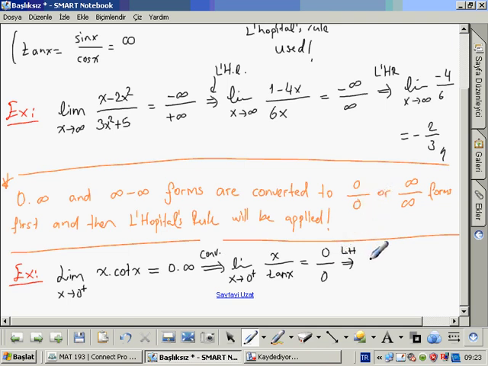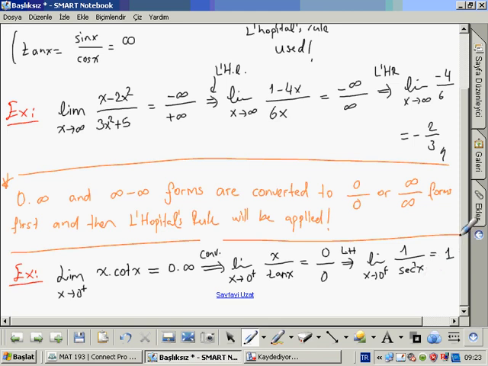After that, we can now use the L'Hopital rule because we evaluated the 0 over 0 indeterminate form. Limit x equals to 0 from the right hand side, and we know that the derivative of x will be 1 and the derivative of tangent x equals secant squared x. After that it will be 1.